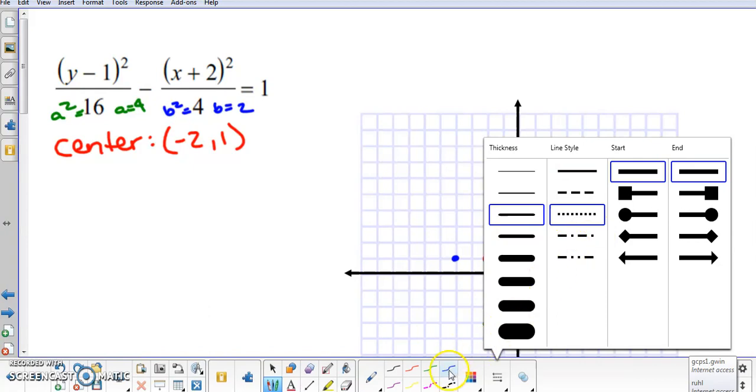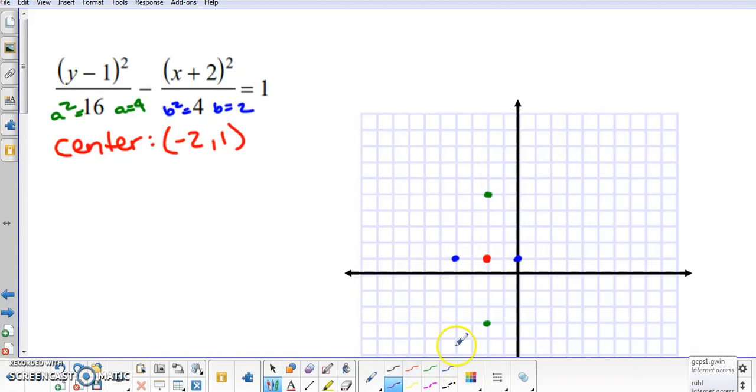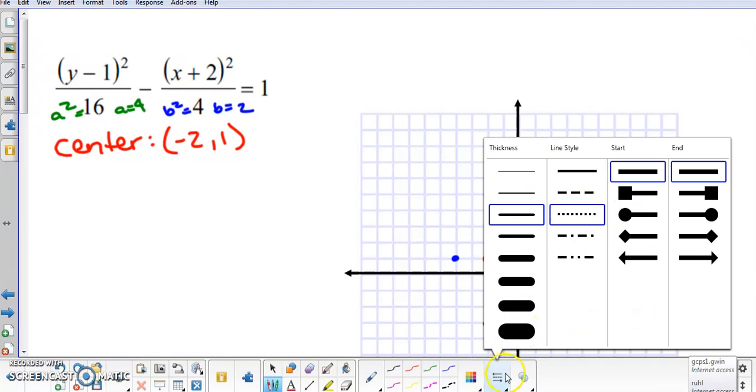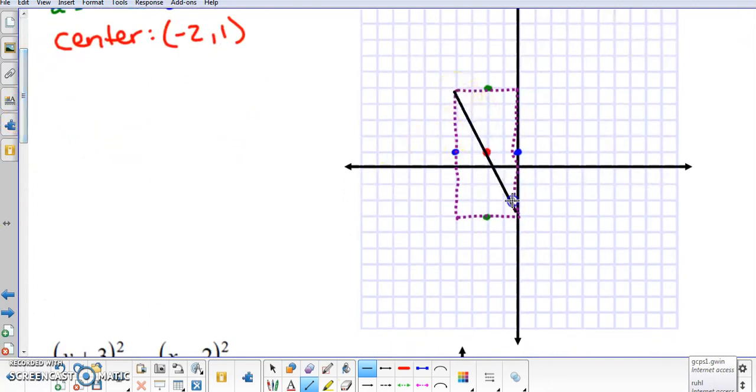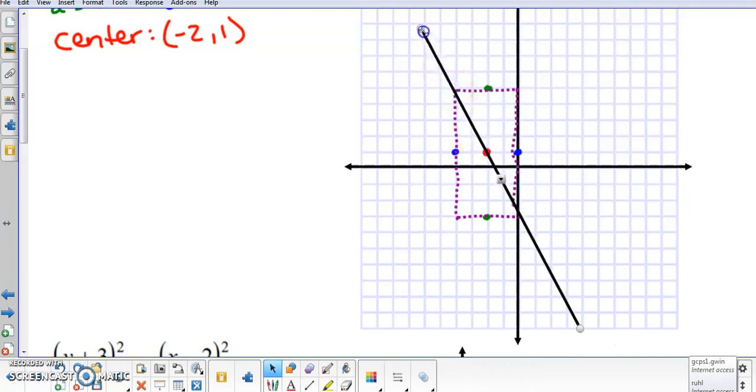So now what I need to do is create my little box, where this right here is going to guide my asymptotes. So then what I'm going to do with this is go from corner to corner with a straight line. And it's going to go straight through my center.